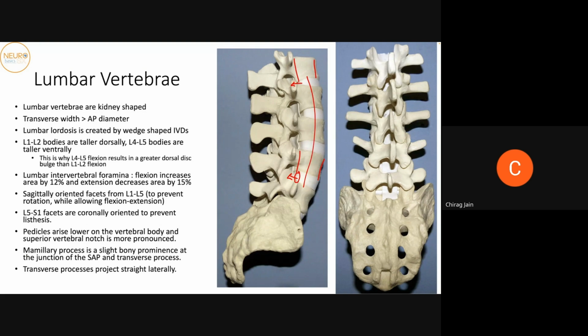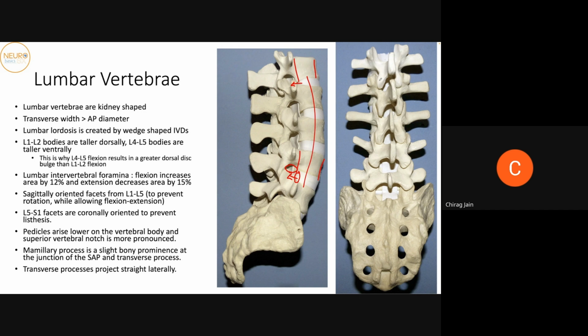Okay. Now, behind the vertebral bodies, we have the neural foramina. The neural foramen becomes larger in flexion, and it decreases in area in extension. So that is what happens when you have neural foraminal stenosis. If you ask a patient to extend, they will have further worsening of the pain because the foraminal area will decrease in extension.